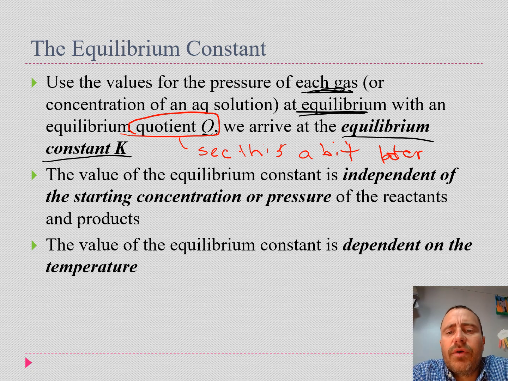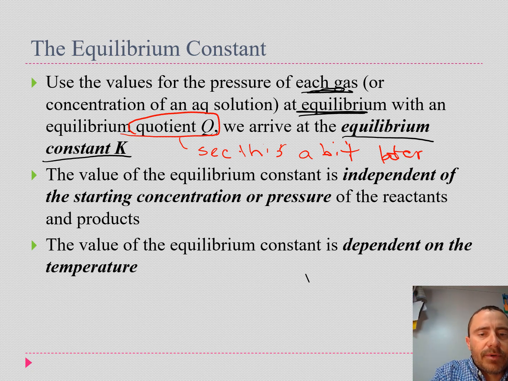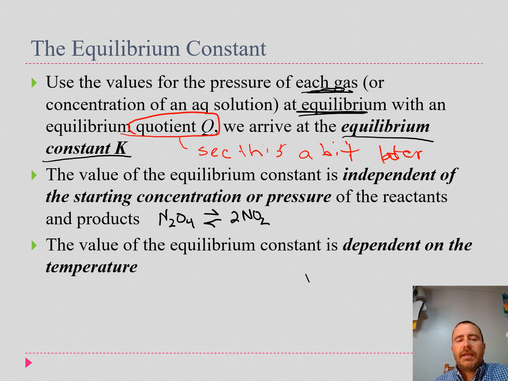Next it says the value of the equilibrium constant is independent of the starting concentration or pressure of the reactants and products. What that's saying is that it really doesn't matter. If we go back to our example of N2O4 decomposing to two NO2s, what this means is, if you had a container that only had some dinitrogen tetroxide in it, and you let that go to equilibrium, you're going to reach a value for K.